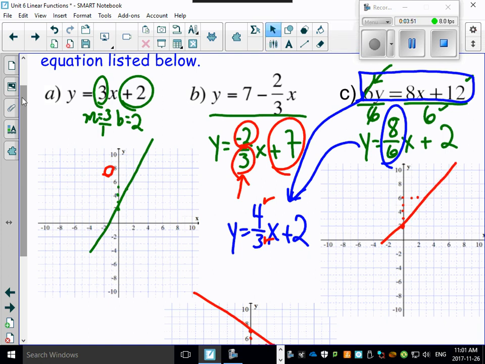So it doesn't matter how these equations look. What's most important here then, sports fans, is to make sure you put them in this y equals mx plus b form. And when you do, there's your intercept, there's your slope, graph it, and you should be good.